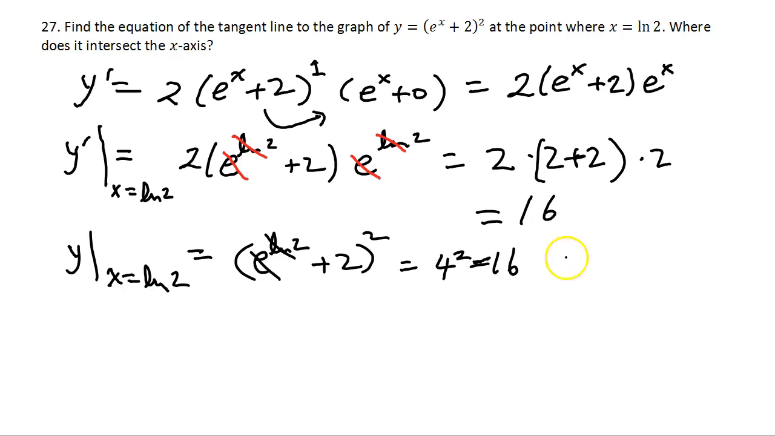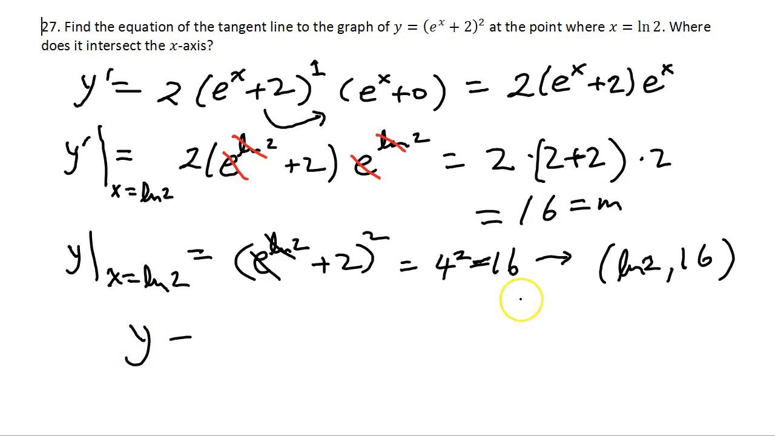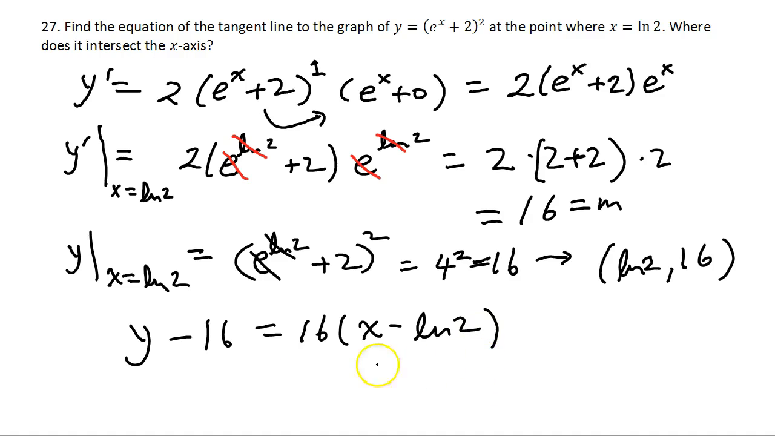This means the coordinates are ln of 2, comma 16. That's the point that the line passes through, and this is the slope. Now let's apply the point slope form. y minus y naught, so this 16 is here, equals the slope m, which is 16, times x minus ln of 2. So that's the equation of the tangent line in point slope form.